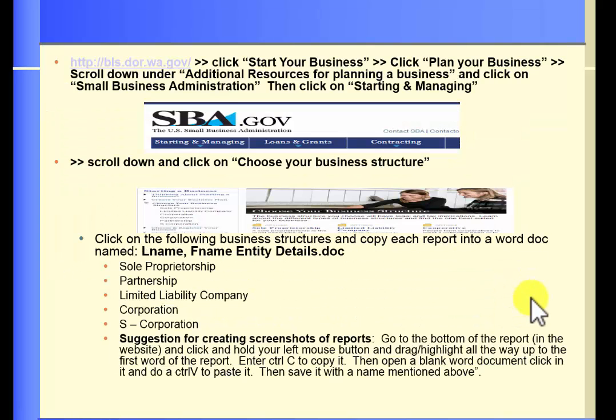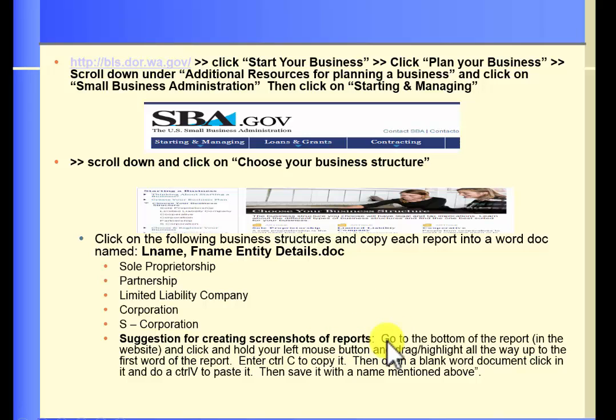Then the next document is, here are instructions on how to find it, and this is going to be last name, first name, entity details. You're going to have a separate page for each one of these business entities. You'll be creating a document that will be valuable to you because you will have all the details of the benefits and issues related to each type of business entity.